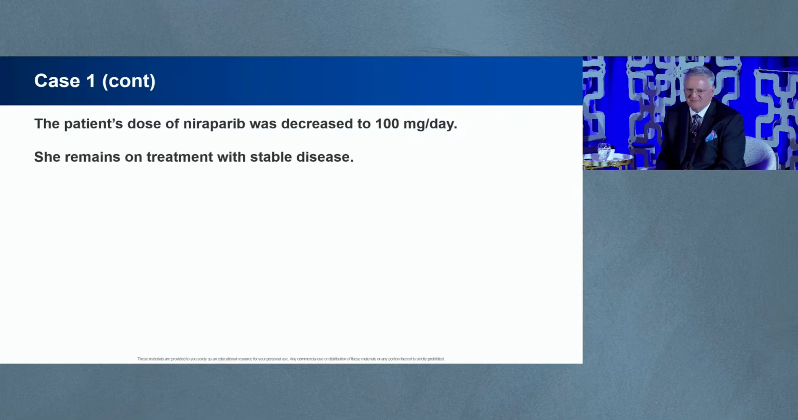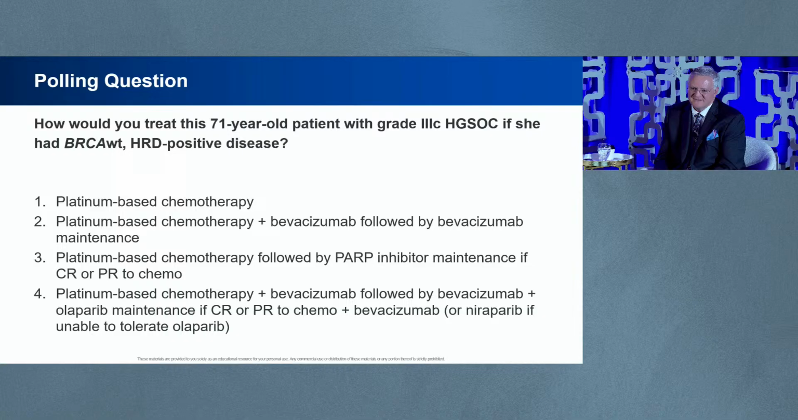Back to our patients. The patient's dose of niraparib is reduced to 100, remains on treatment with stable disease. How would you treat this 71-year-old patient with grade 3 high-grade serous ovarian cancer if she had BRCA wild-type HRD positive disease? I'm going to just do this again after seeing the data. Platinum-based chemotherapy with bevacizumab, followed by a PARP inhibitor or the PAOLA-1 or Ovario treatment.